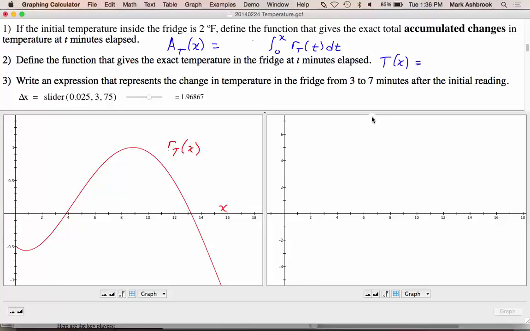All right, now we want the function that gives the exact temperature in the fridge. Exact temperature. How about white hat, blue shirt? Tell me your name. Gunner? Gunner. Did you get the function for the exact temperature in the fridge? It's the same function that's above. Okay. He wants to take just the accumulated changes and add 2 to all the accumulated changes to get the temperature function. That's it. So we'll rewrite it.